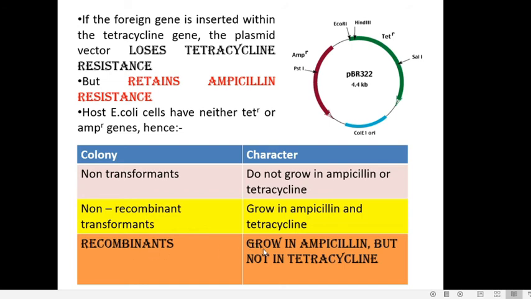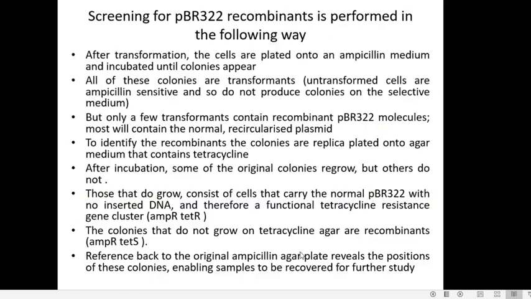And how is their reaction to the next antibiotic, tetracycline? The non-recombinants grow in tetracycline, whereas the recombinants do not grow in tetracycline. So your next task is to find out these colonies which further will not grow in tetracycline. So only a few transformants contain recombinant pBR322 molecules, others will be containing the recircularized plasmid. So to identify the recombinants, these colonies are to be replica plated onto another agar medium that contains tetracycline.